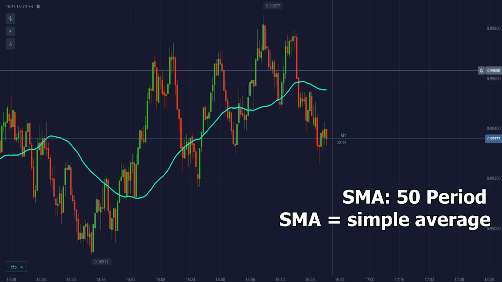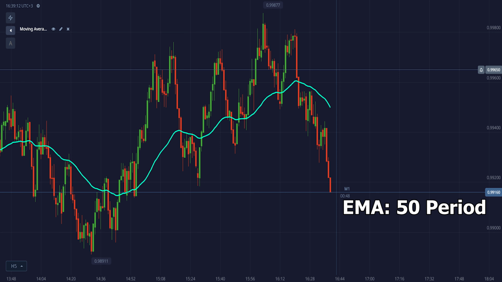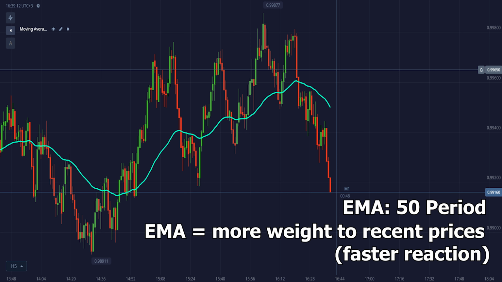The two most popular types are SMA and EMA, guys. SMA, a simple moving average, is exactly what it sounds like, a simple arithmetic average of price over a period, and EMA, exponential moving average, gives more weight to recent prices, which makes it react faster to new moves. SMA is calculated very simply. For example, take the last 10 candle closes, add them up, and divide by 10.